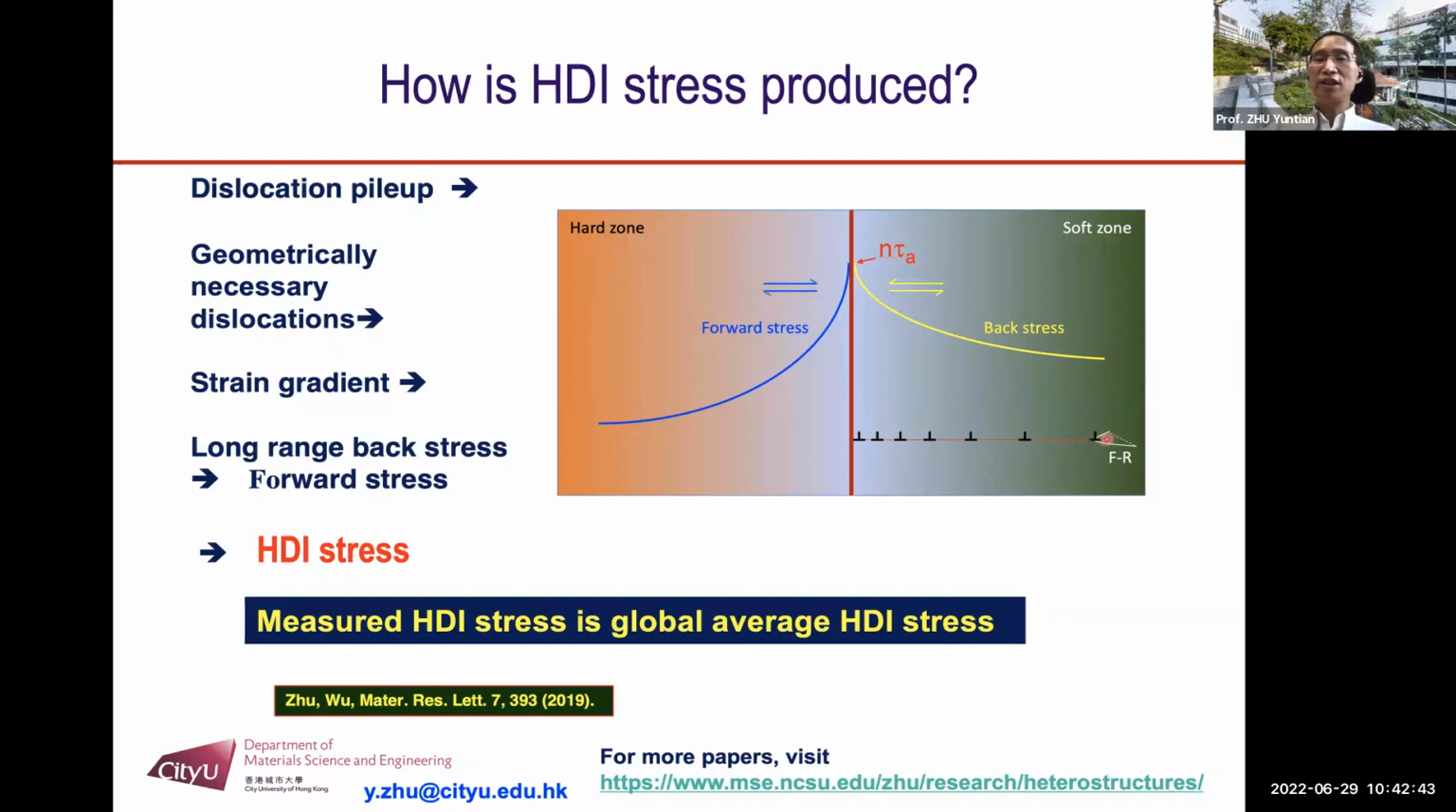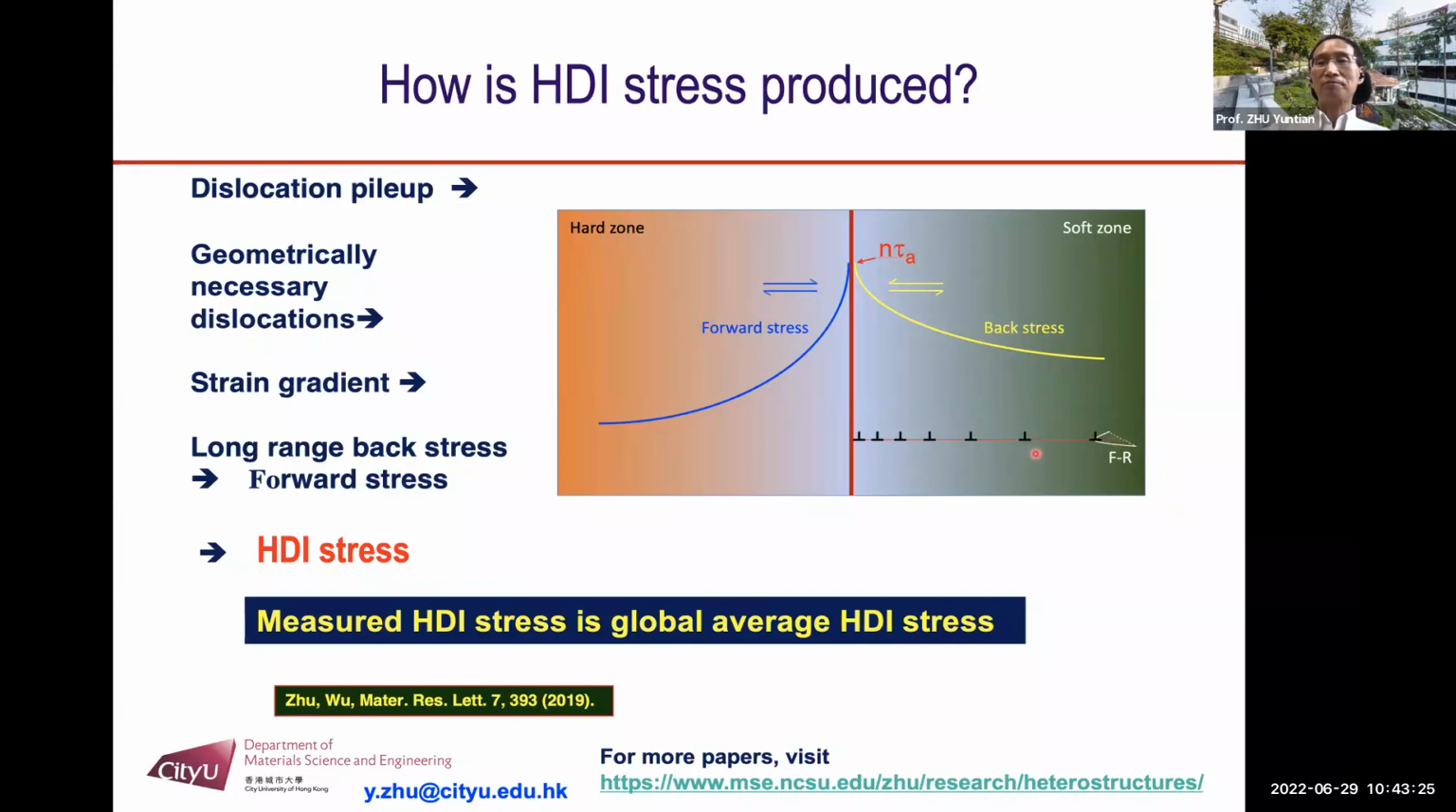Okay, since these dislocations are from the same Frank-Read source, they have the same Burgers vector. If they have the same Burgers vector, they pile up like this. This will produce a long-range internal stress to block any further dislocation from slipping forward. Basically, it can stop the Frank-Read source from emitting new dislocations because these dislocations repel each other.